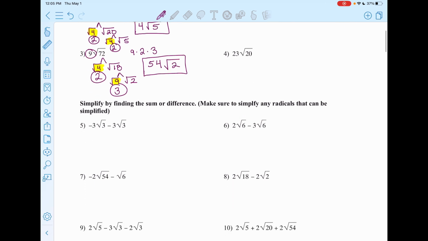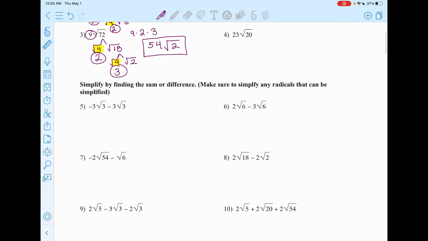Now let's talk about adding and subtracting radicals. We can only add and subtract radicals that have the same inside. So for example, in number 5, do you see how both terms have radical 3 and radical 3? That means I can combine them. Negative 3 minus 3 will get me negative 6, and the inside stays the same.